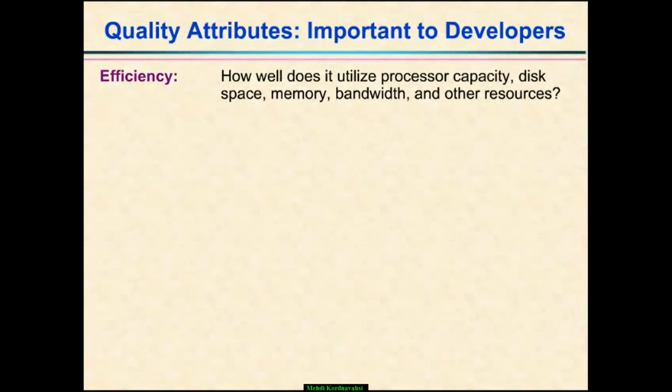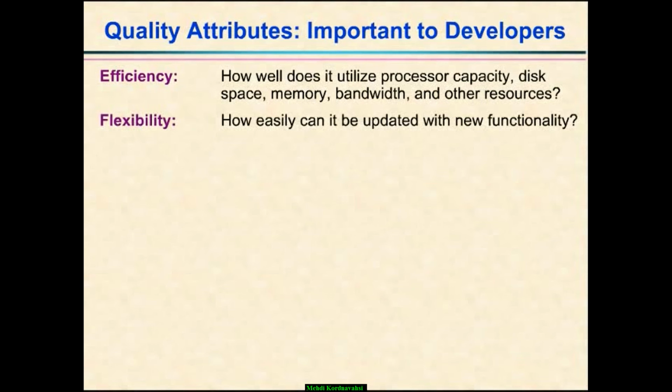Efficiency addresses how well the system utilizes computer resources such as processor capacity, disk space or other storage media, memory, network or other communications bandwidth, and so forth. Efficiency directly relates to the user's perception of performance. By flexibility here, we are not referring to end-user flexibility in their tasks, but rather how easy it is to update and modify the system to add new functionality.